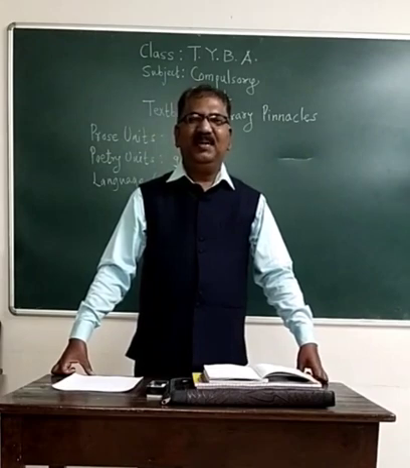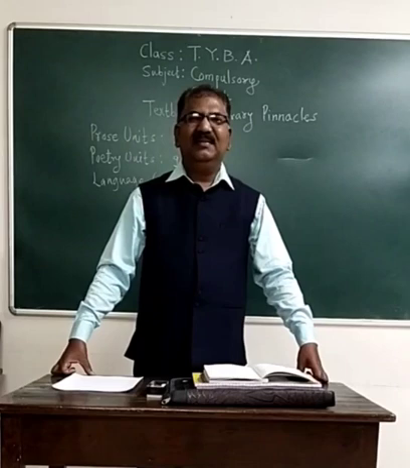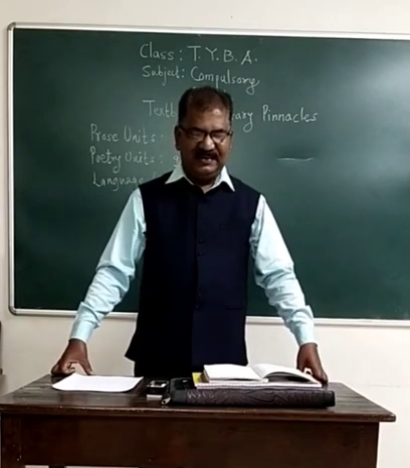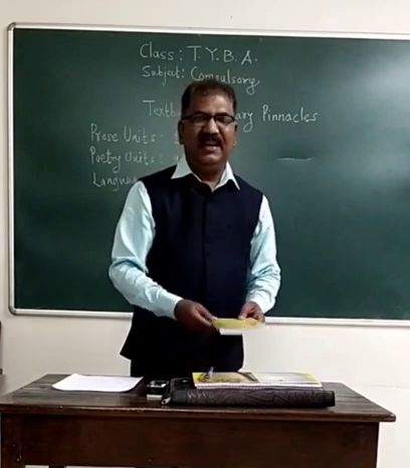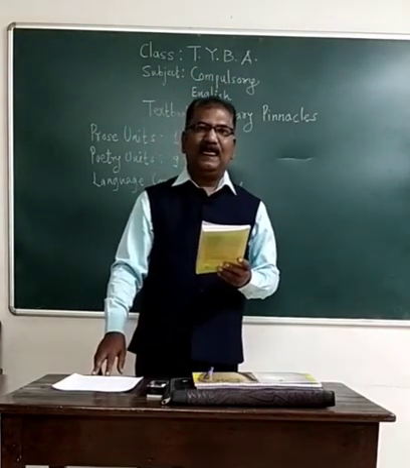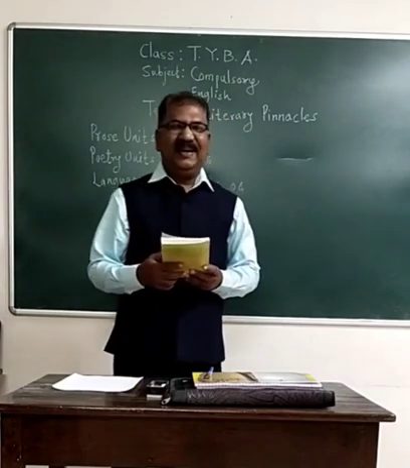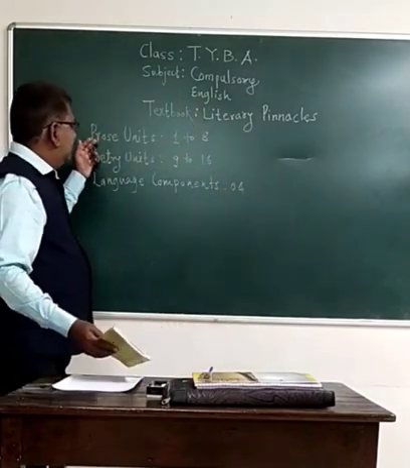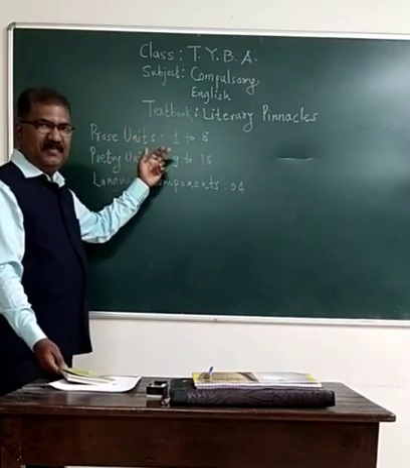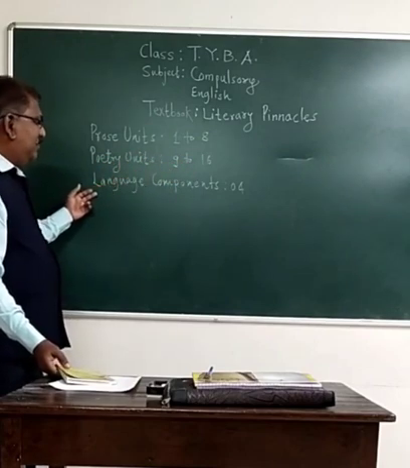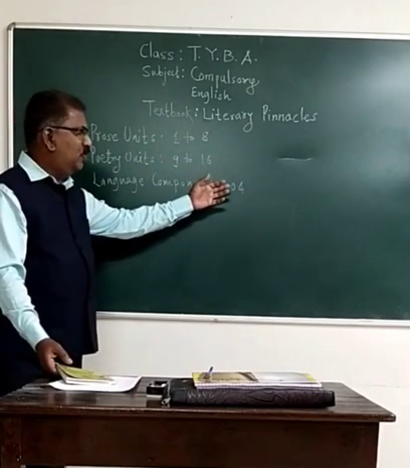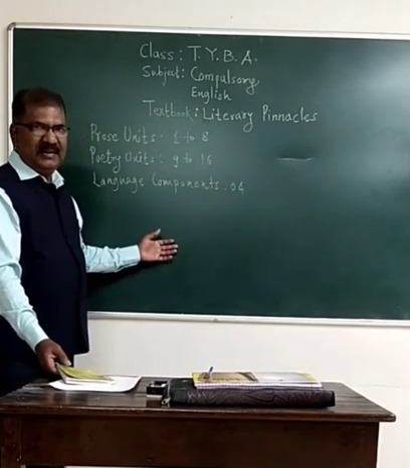Today I am going to talk about the TYBA Compulsory English paper, and I am going to discuss the syllabus for this year. Friends, for TYBA Compulsory English we have the textbook named Literary Pinnacles. In this textbook, you can see that we have prose units 1 to 8, poetry units 9 to 16, and at the same time we have language components. There are 4 language components. I am going to talk about it in detail right now.